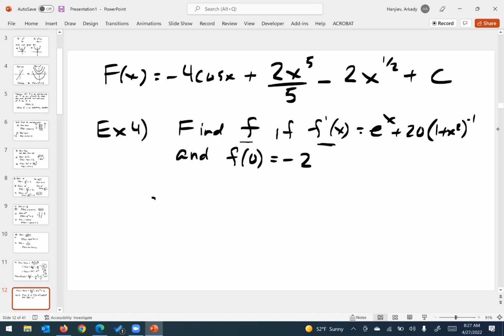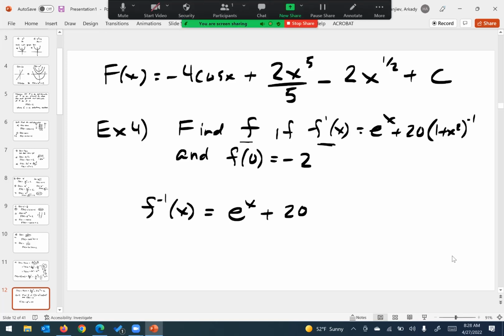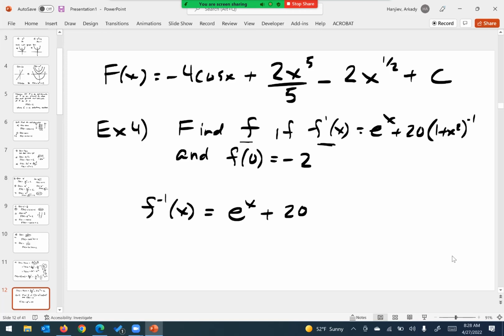So I'm going to take the derivative and simplify it out. e to the x is just e to the x, right? That's easy enough. 20 I just want to keep as a multiplier. But let's really work with 1 plus x squared, all to the -1. What does that look like? It's the reciprocal of 1 plus x squared. Tell me if you agree. It looks like a function inside a function, one inside the other.